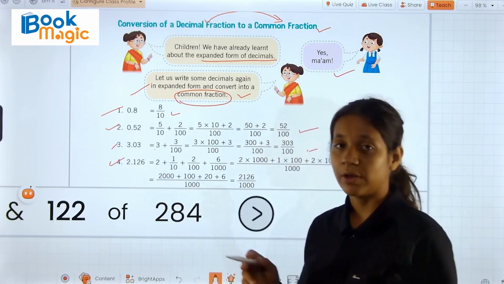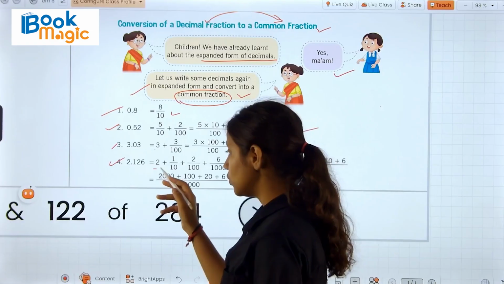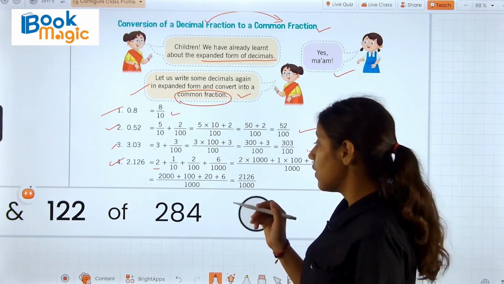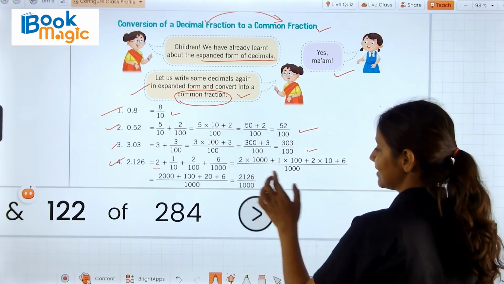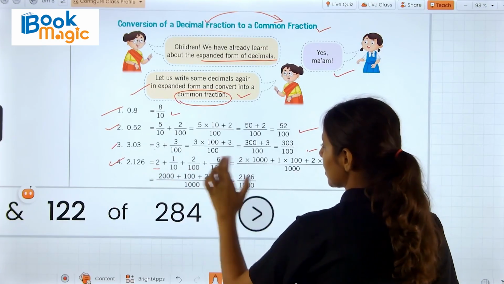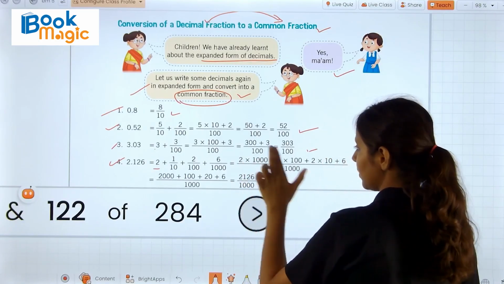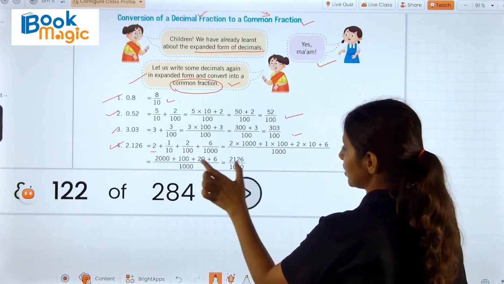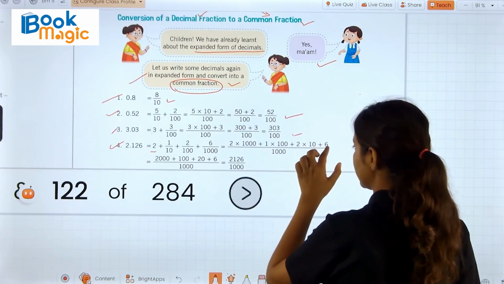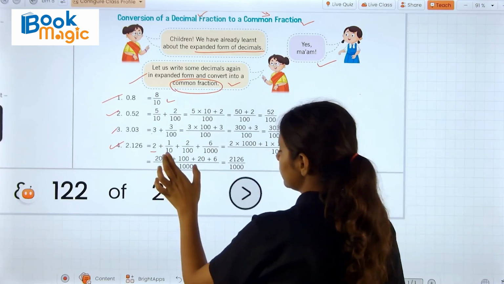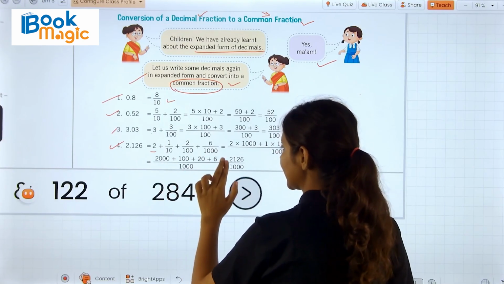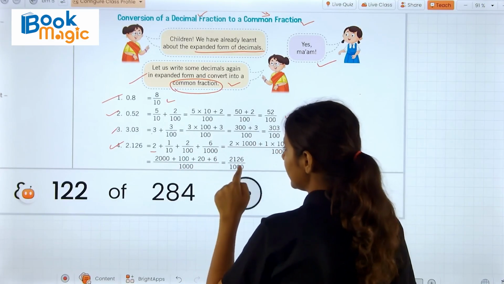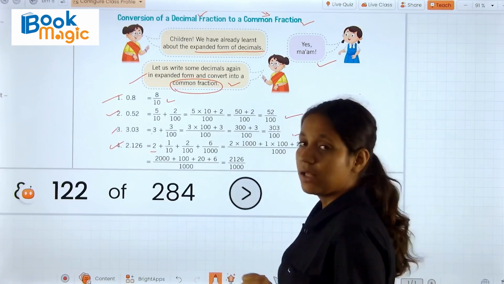Now we have 126. So it will be 2 plus 1 by 10 plus 2 by 100 plus 6 by 1000. Okay, that will be equal to, if we take LCM, it will be 1000. So to make this 1000, we multiply 2 into 1000. To make this 1000, we have to multiply with 100. And to make this, it will become 10. 2 into 10, that is plus 6. So it will become 2000, then 100, then 20 plus 6. So it will be 2126 by 1000.